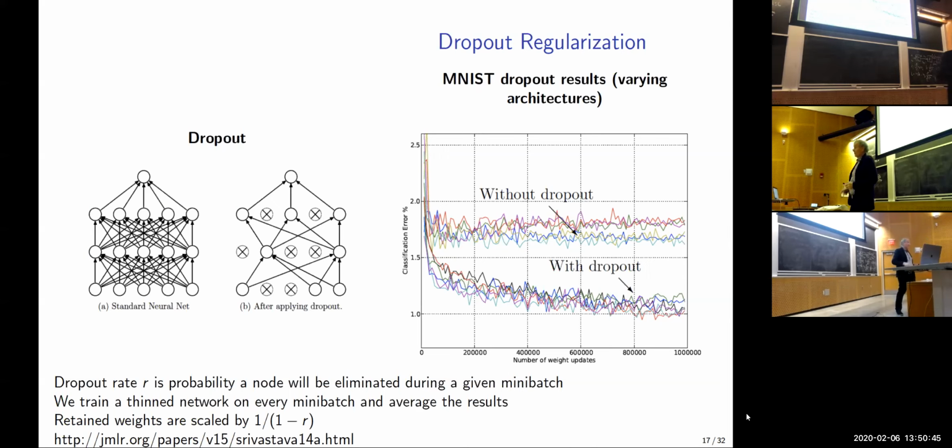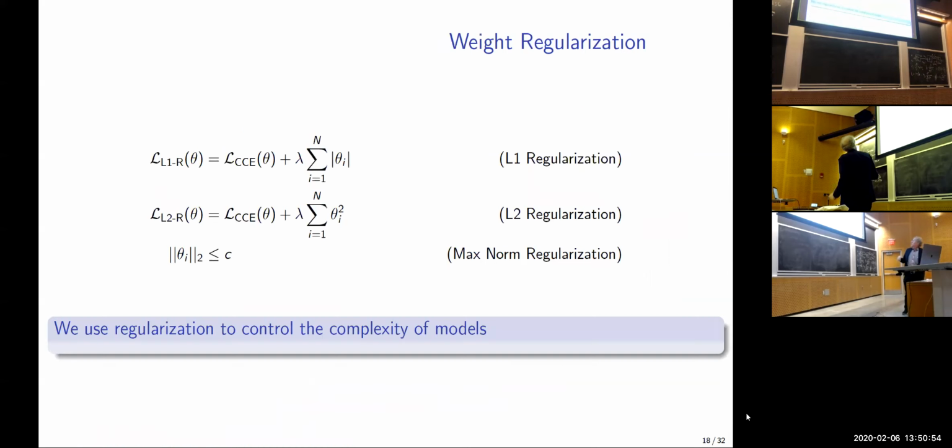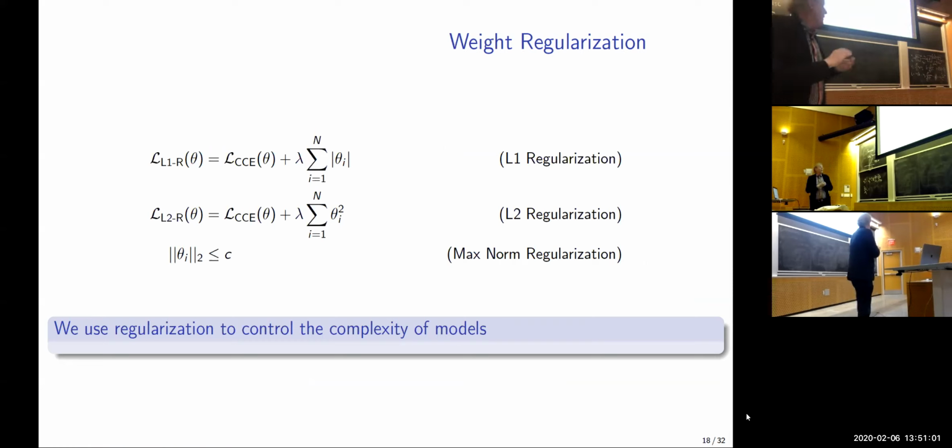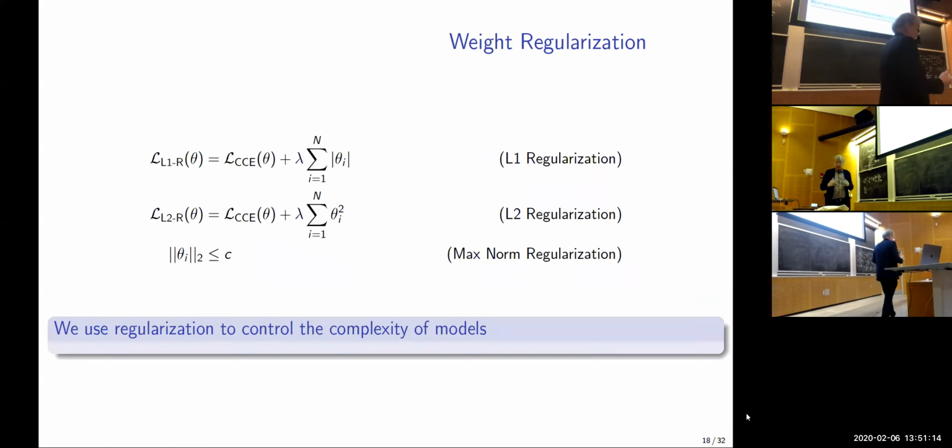Okay, what other ways of controlling model complexity are there? We talked about controlling the complexity of the network architecture itself using dropout, but we can also do weight regularization, which controls the size of the parameters themselves. There are three kinds of weight regularization that I think are most relevant to us. One is L1 regularization, one is L2 regularization, and the final is max norm regularization, which basically just clips weights once their second norm gets above a particular value.